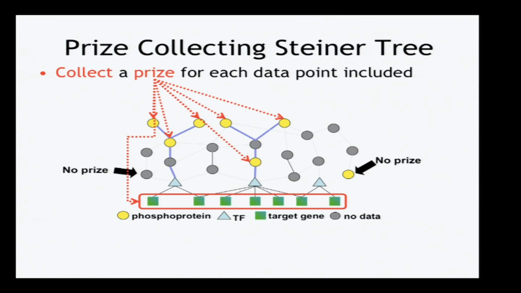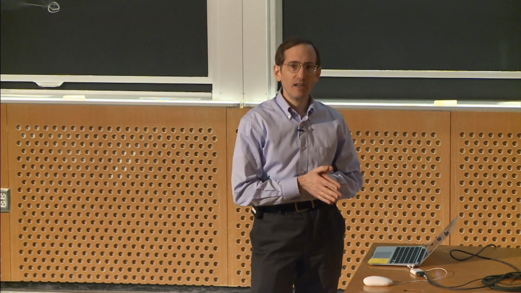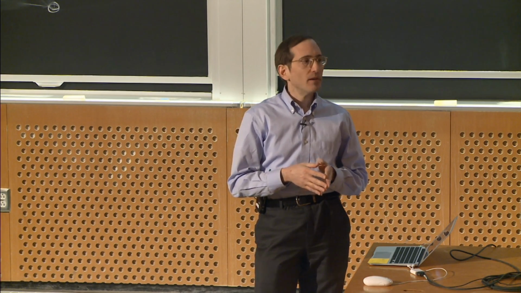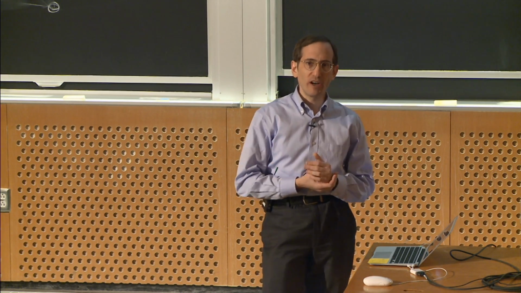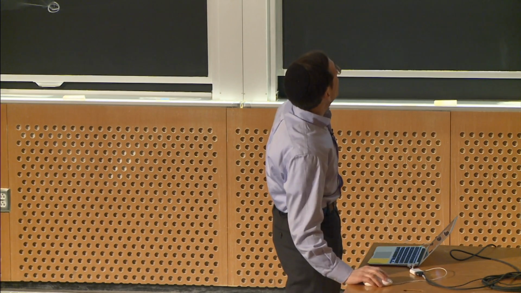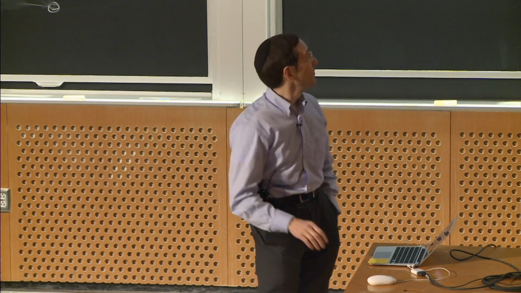And the idea here is the following. For every node for which I have experimental data, I associate with that node a prize. The prize is larger the more confident I am that that node is relevant in the experiment. And for every edge, I take the edge weight and I convert it into a cost. If I have a high confidence edge, there's a low cost. It's cheap. And low confidence edges are going to be very expensive.